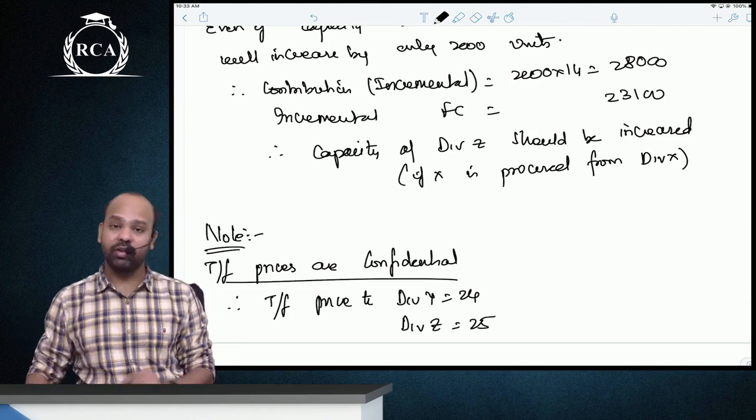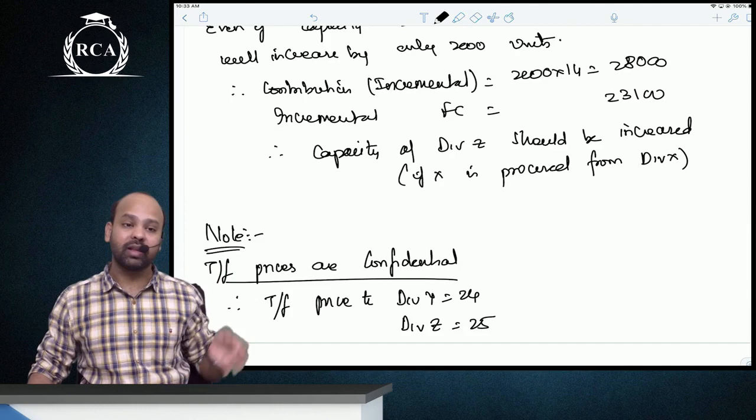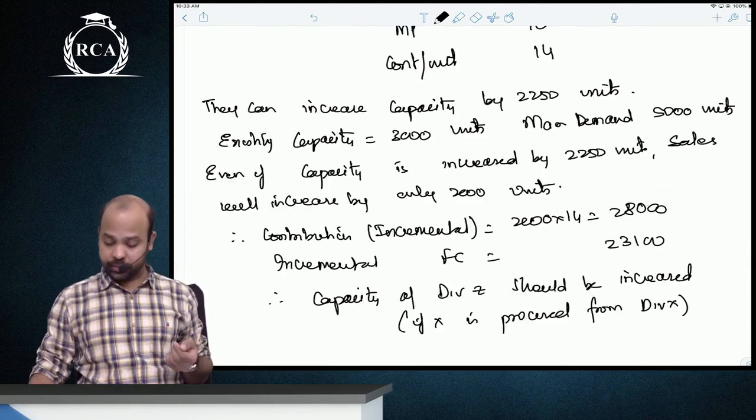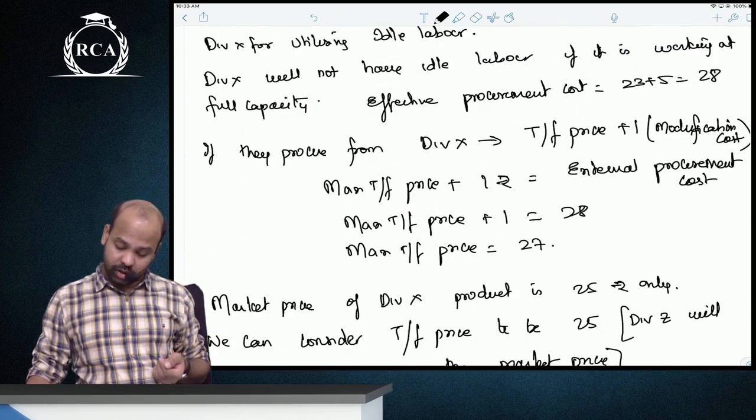Division Z will obviously not pay 27 rupees. It'll be like you're selling in the external market at 25. I'll in fact go and buy from the external market if that is the problem. I hope we're all clear about this.